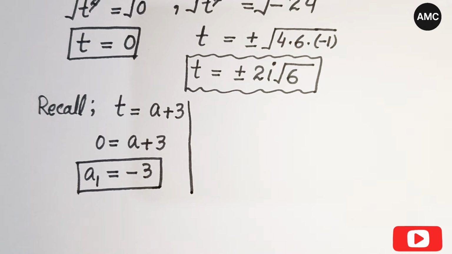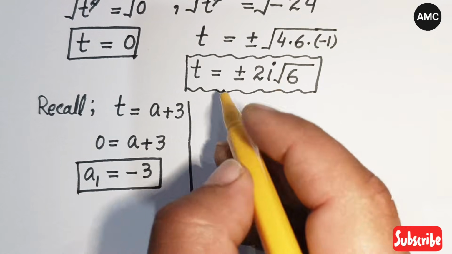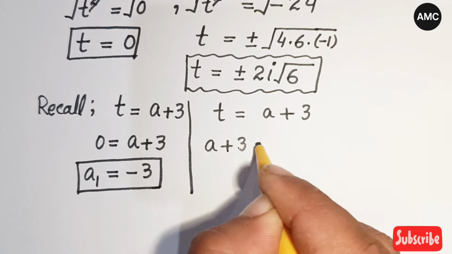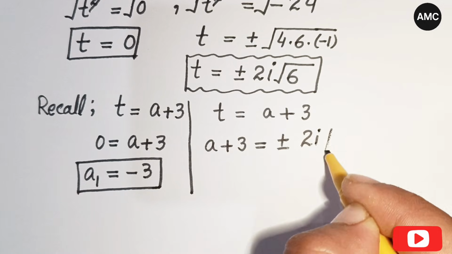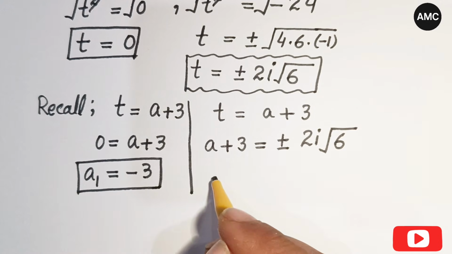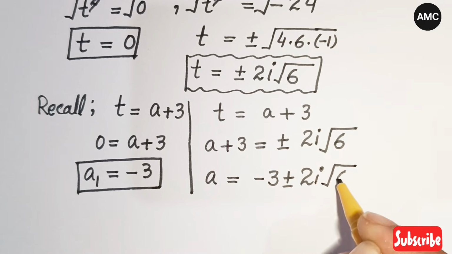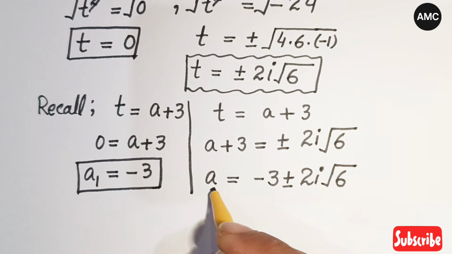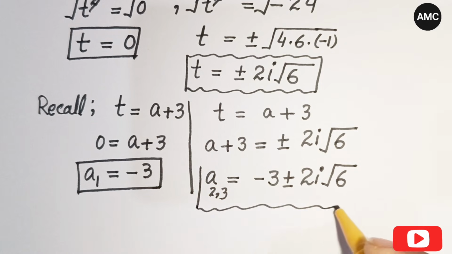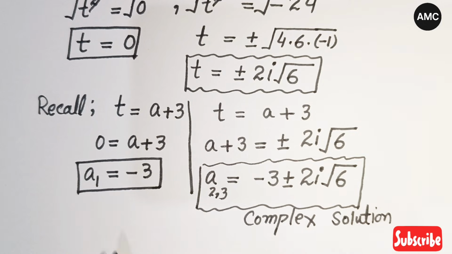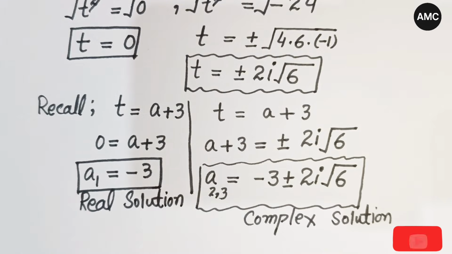Now when t is equal to this other value, t is equal to a plus 3, so a plus 3 is equal to plus minus 2i root 6. Shifting this 3, we get a is equal to minus 3 plus minus 2i root 6. So these are a2 and a3, two values of a, and we see that these two values are complex solutions, and similarly here we have a real solution. So it is our final answer.